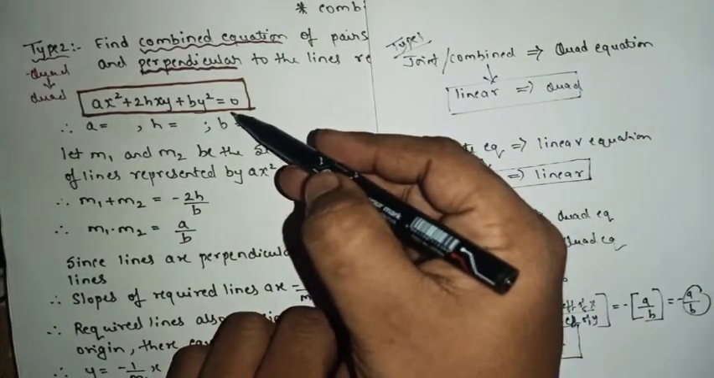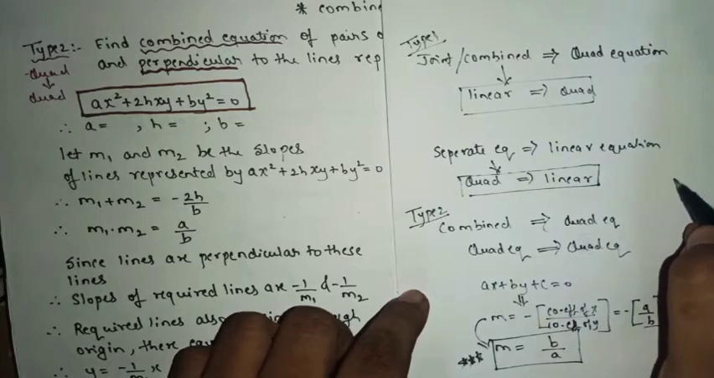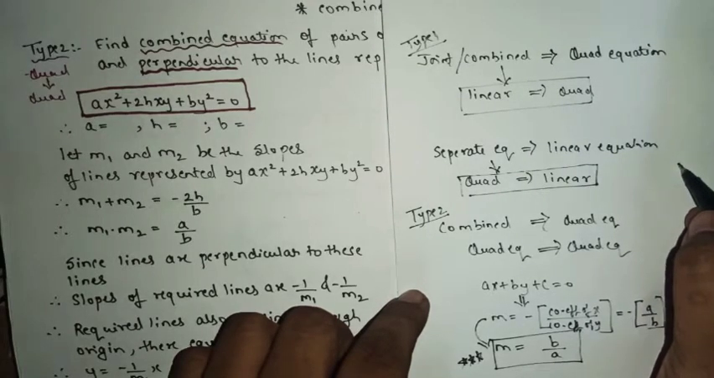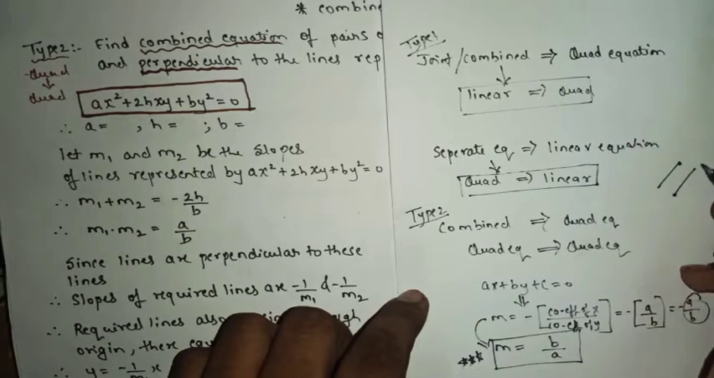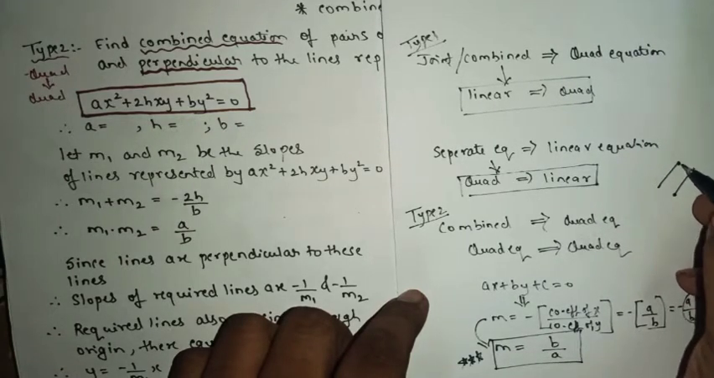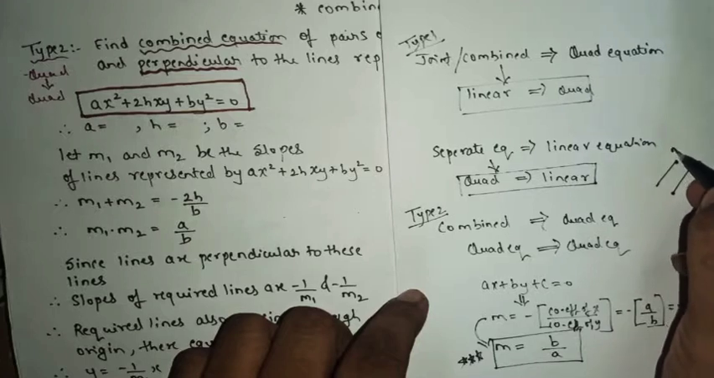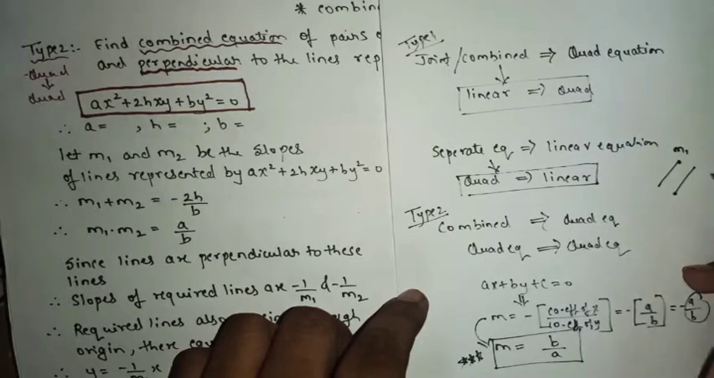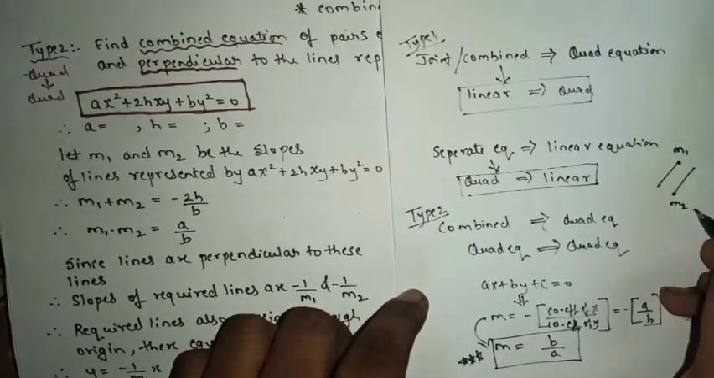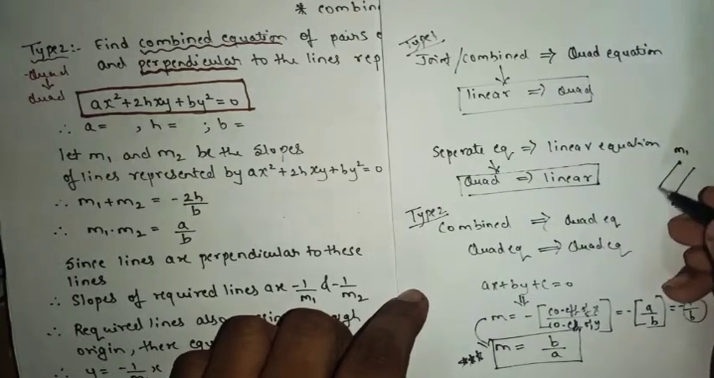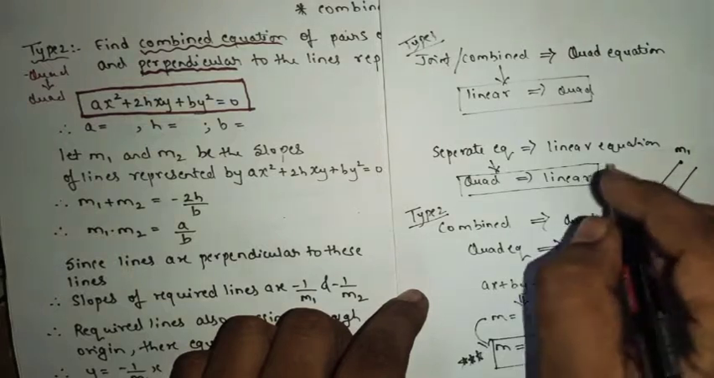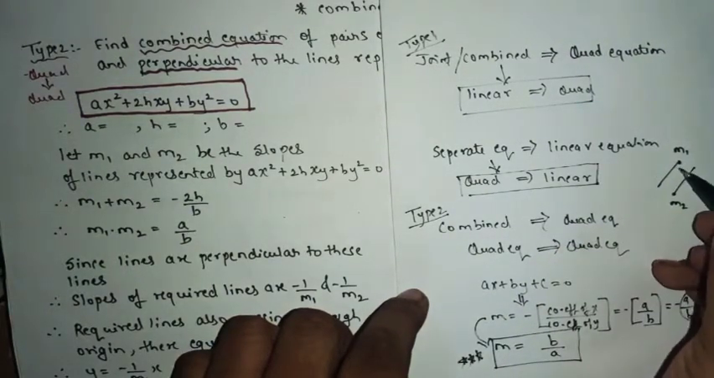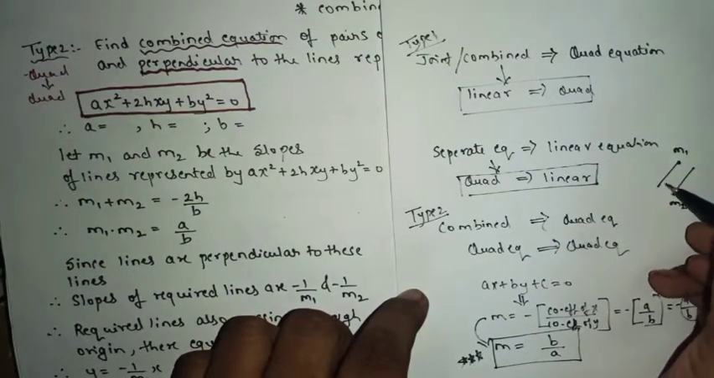Here we have a quadratic equation, and we have two lines, and we don't know the slopes of these two lines. So the first line's slope we will take as m1 and the second line's slope we will take as m2, and we don't know exactly the equation of this line.